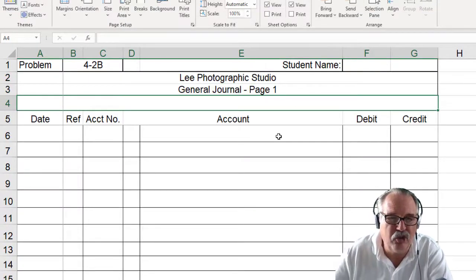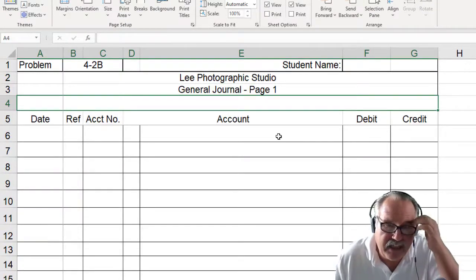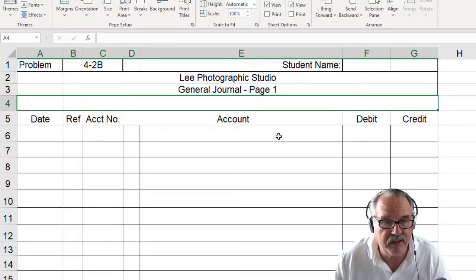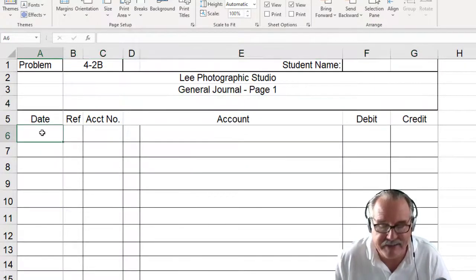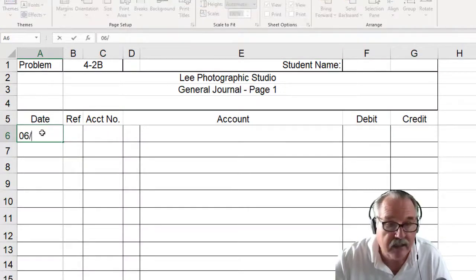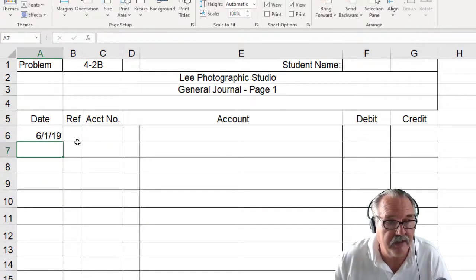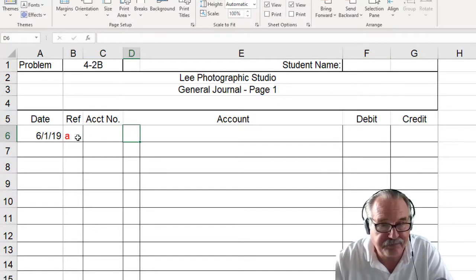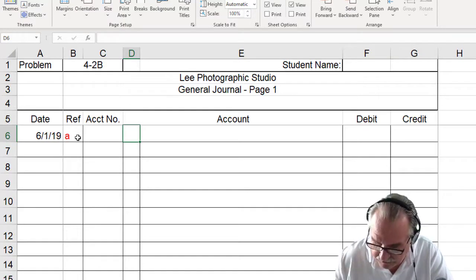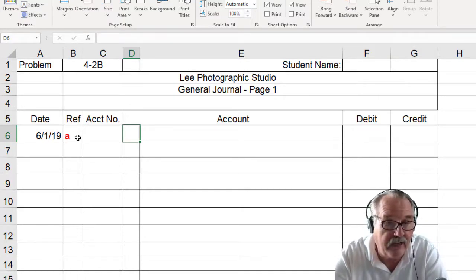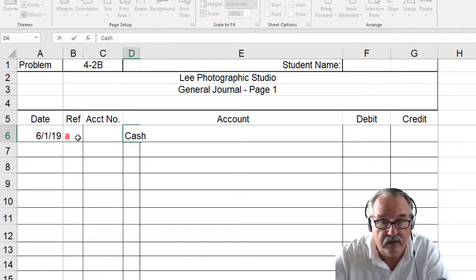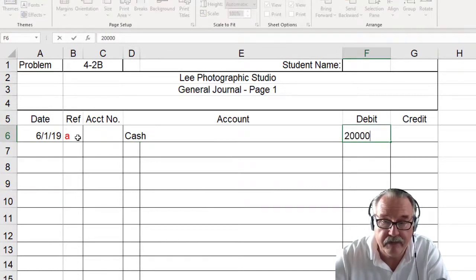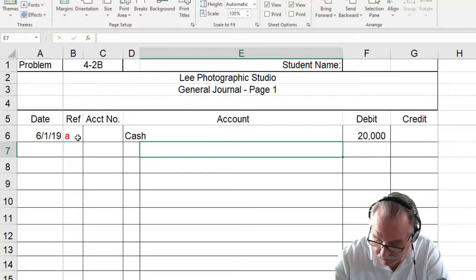And we generally don't put a date in the heading for the journal. So I'm not gonna worry about that. But each transaction does need a date. And the first date for this is June the 1st. We're gonna use 2019. I'm gonna call this transaction A. And I don't need to put in the account number now. We will do that later, but we know that cash is going up, $20,000. That's a debit. Assets go up with a debit.